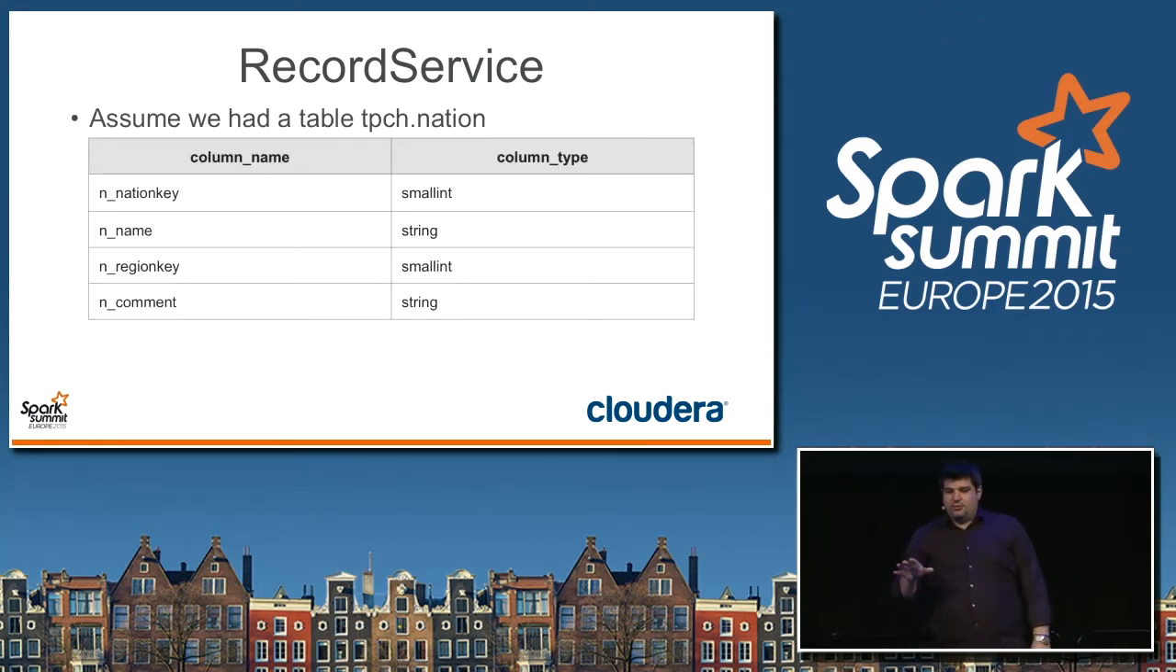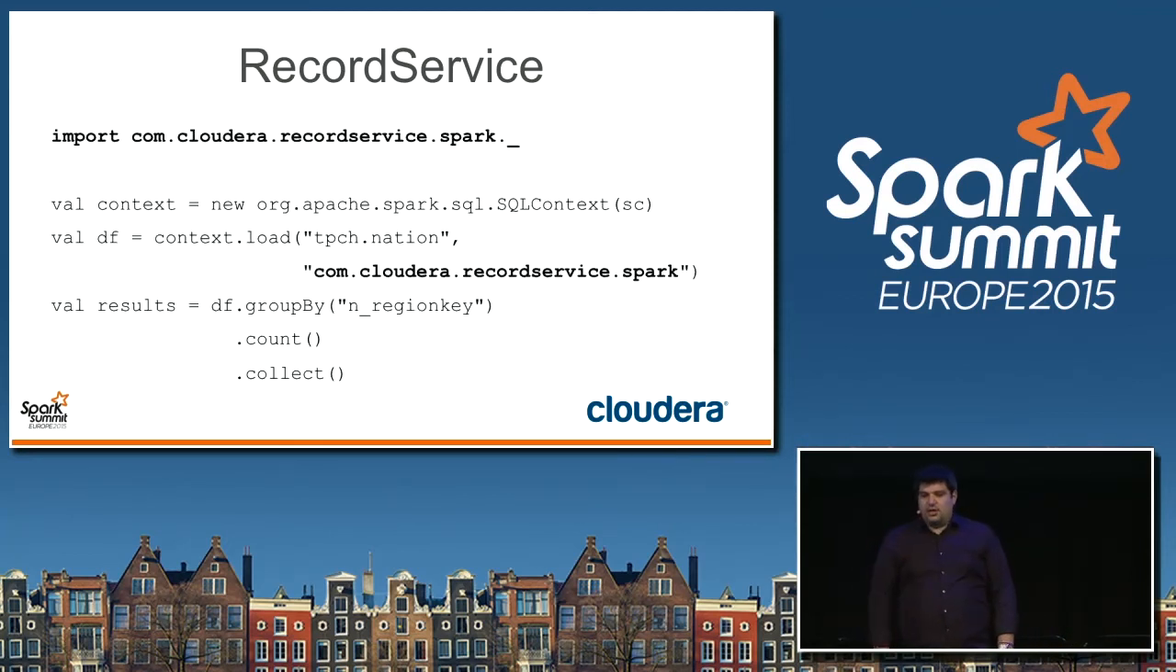So I'm just going to quickly run through this simple example. Let's say we have this TPCH table, the nation table. There's a nation key, a name, a region, and a comment. We want to read this table data through Spark. Using the record service, you would do it in this way here. You'd import the record service, and then when you load the data, the stuff that I've bolded is what's specific to record service. You load the table, you specify that it's a record service type in your data source, and then you go off and do the rest of the stuff. Here we're grouping by the key, doing a count, and then collecting. You can do other stuff.